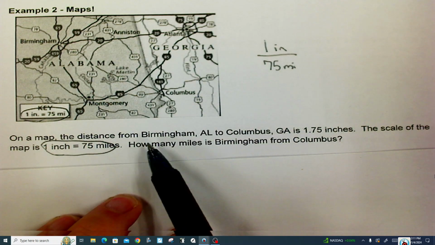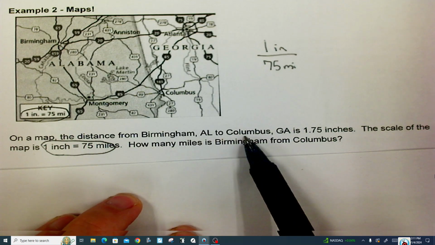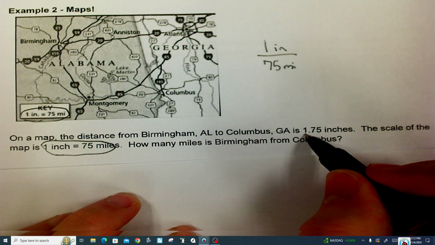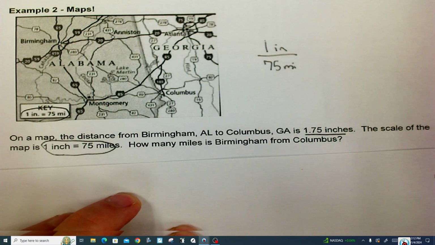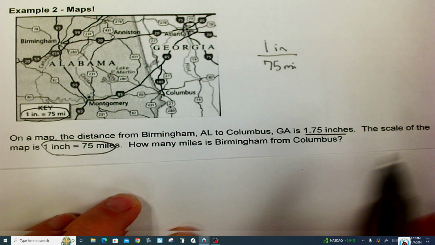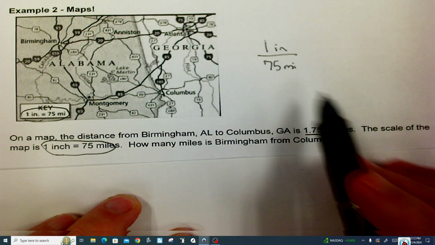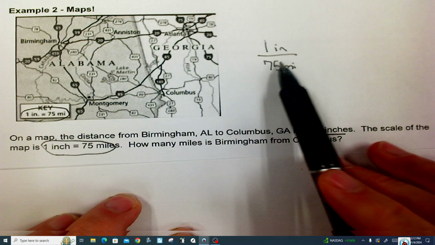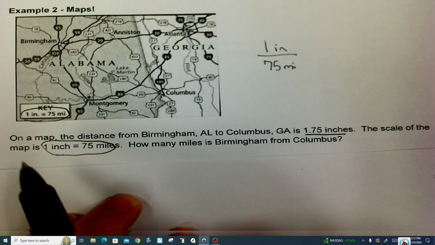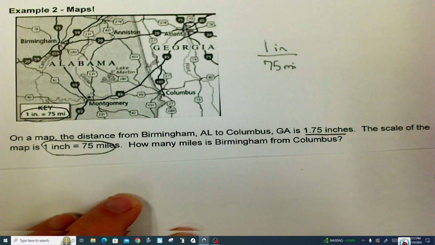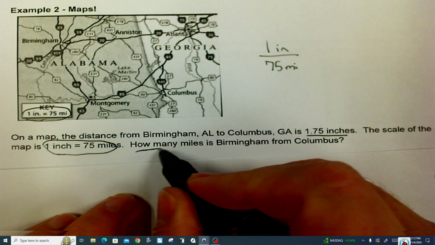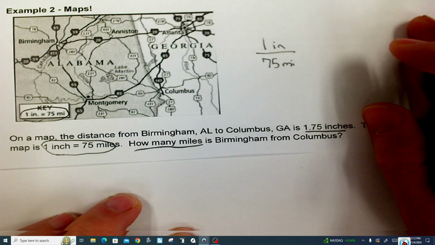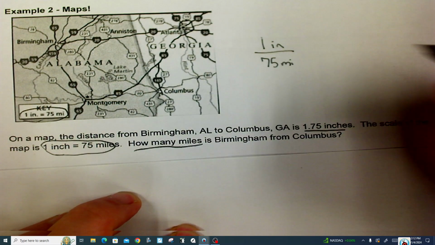On a map, the distance from Birmingham, Alabama to Columbus, Georgia is 1.75 inches. The scale of the map, so again, the scale, that's what we wrote right there. We set it up as a fraction and we labeled it, is 1 inch equals 75 miles. And then it says how many miles is Birmingham from Columbus?